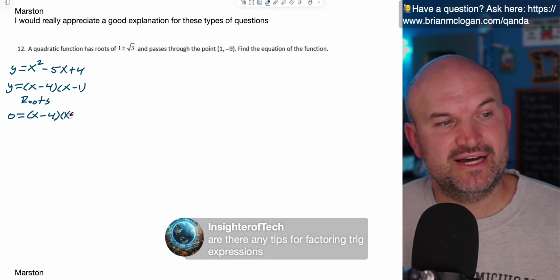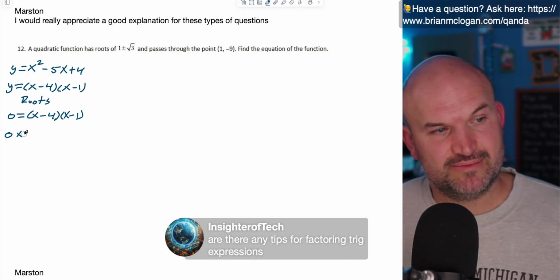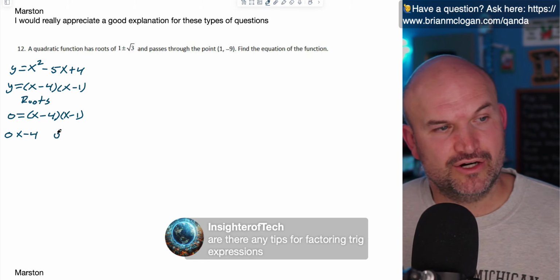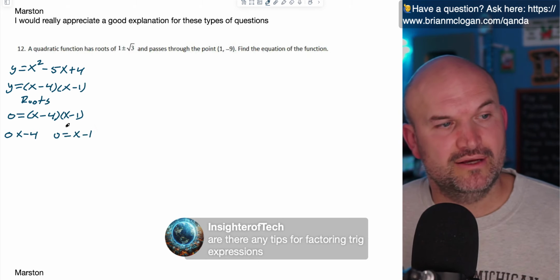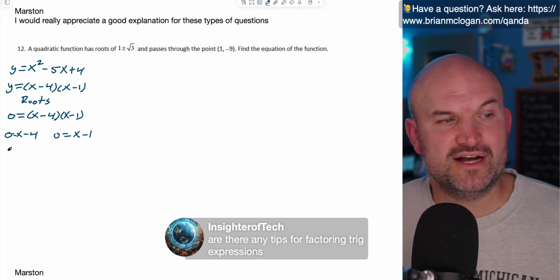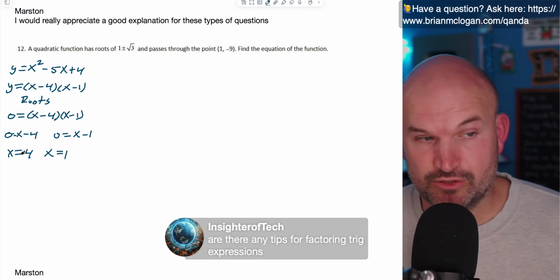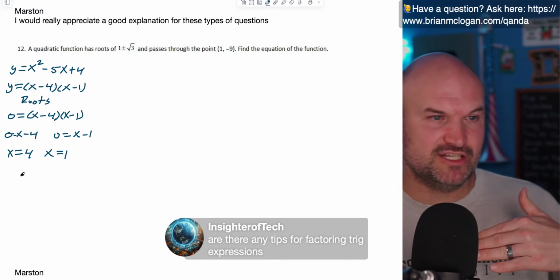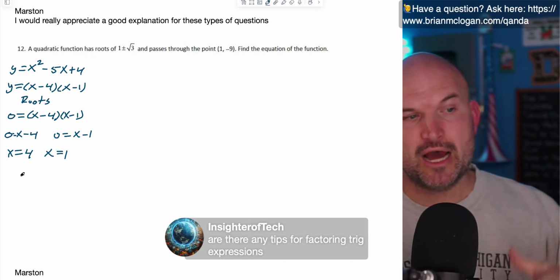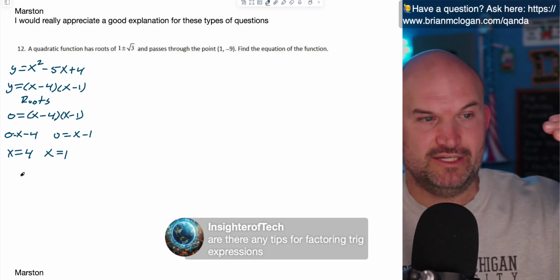And then we can apply the zero product property and say 0 equals x minus 4 and 0 equals x minus 1. So then solving for x, we get x equals 4 and x equals 1. Those are the roots. So what's important about this is we are given the roots, and now what we want to do is write the equation.